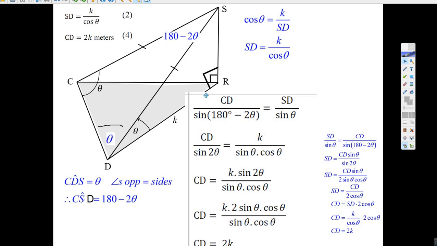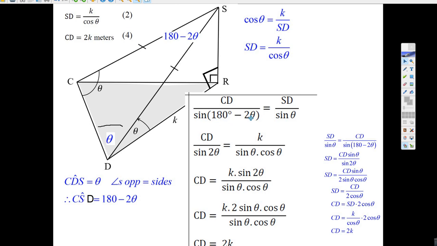But there you go. Now we can use the law of sines, and that's 90% of the time in 3D trig. All you do now is go, okay, CD goes with 180 minus 2 theta. It's just sides opposite the angles. CD goes with the sine of 180 minus 2 theta. And SD goes with theta. Inside this triangle, it's just the law of sines.